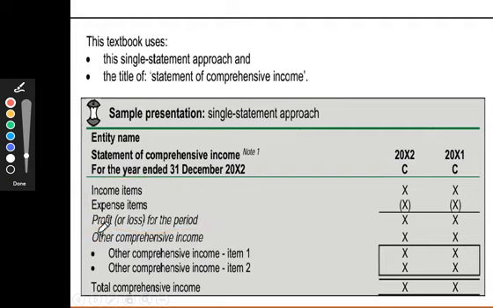So this is the first section of our statement of comprehensive income. The second section is our other comprehensive income section. So these are the line items that we have to include in our OCI, and that will give us our total comprehensive income. So this is a single statement approach that we can use.